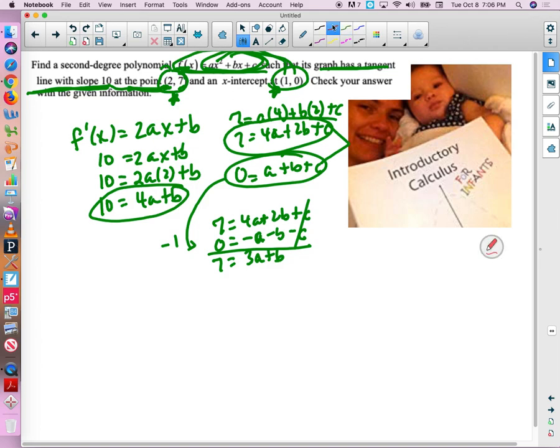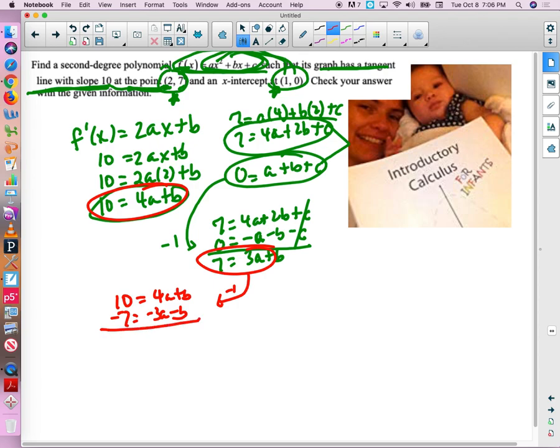Now I have these two with a and b. And so I can say 10 equals 4a plus b. I'm going to multiply this by -1. And I'm going to add. That gives me 3 equals a. These cancel out. So now I know a is 3.